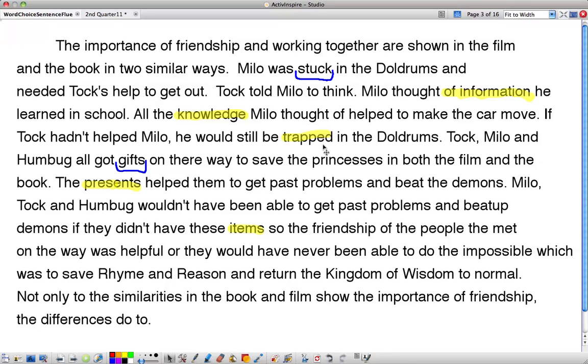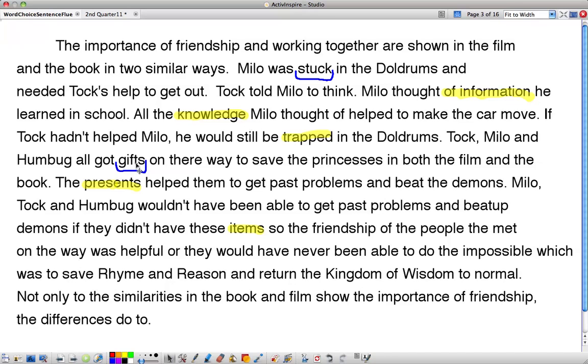Then I changed both stuffs, because stuff is just too general. So the first stuff, I thought, what is the stuff he's thinking of? Oh, he's thinking of information that he learned in school. And you've got all the knowledge for the second stuff. So now I don't have two stuffs. In fact, I have no stuffs. I have more specific nouns that describe what I meant by that.